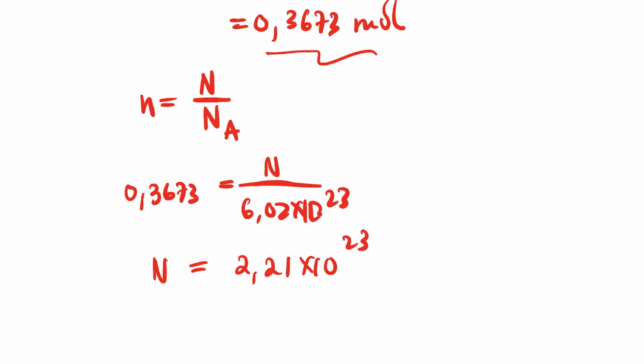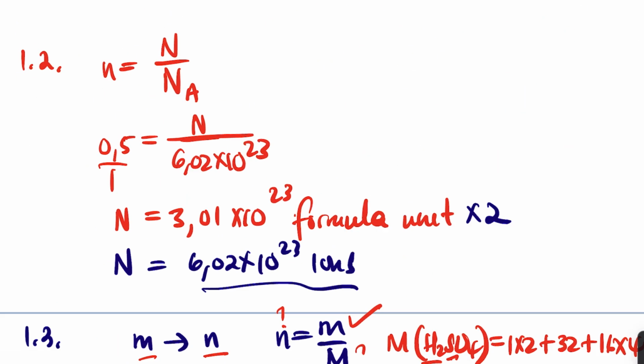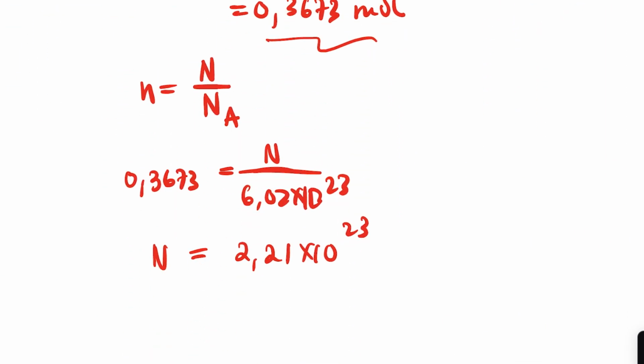And since it's a covalent molecule, guys, the first thing that you're going to get when you times by the Avogadro is what? Molecules.